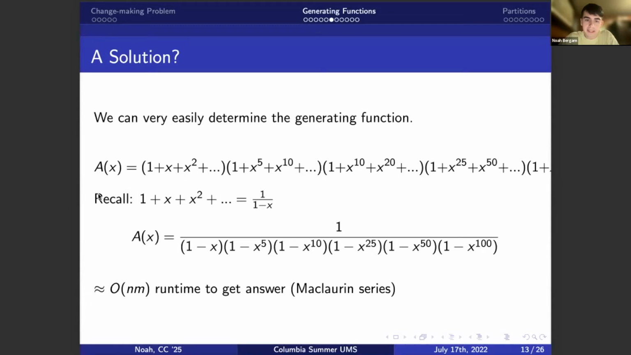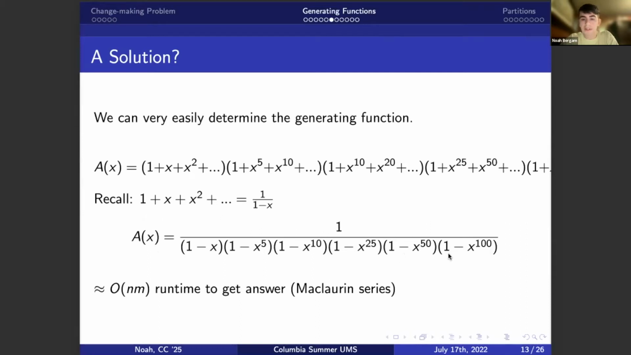Now, nicely, we can use this trick. I mean, it's not really a trick. It's a pretty well-known mathematical identity about geometric series, which allows us to turn this function into a closed form expression. So we can take this and make it 1 over 1 minus x. We can take this and make it 1 over 1 minus x to the 5th, and so on for each coin denomination value.